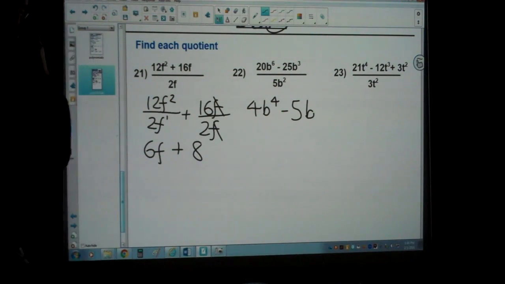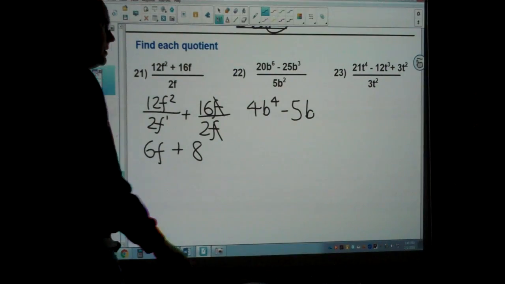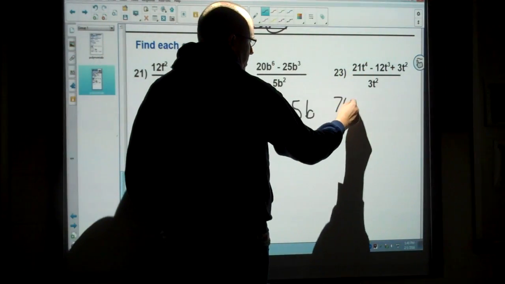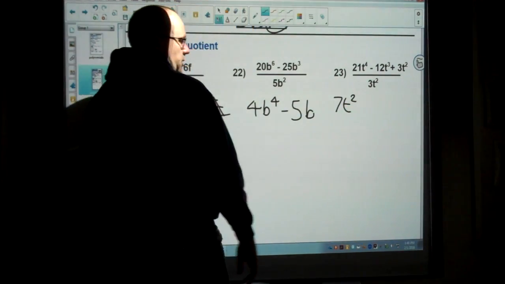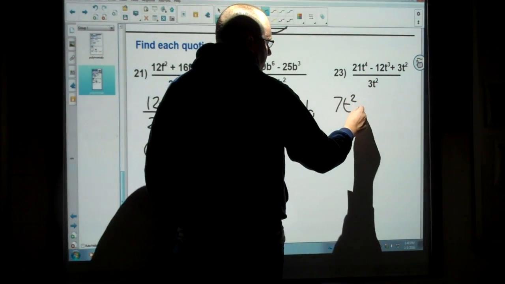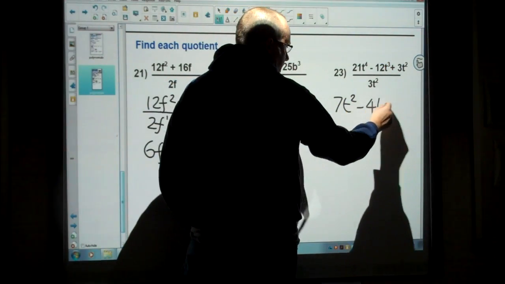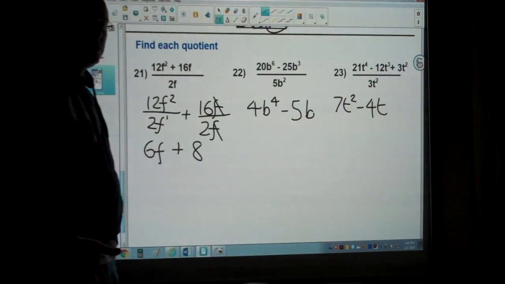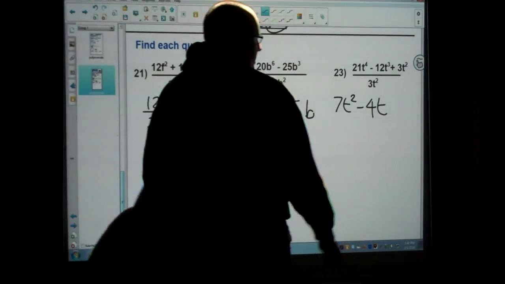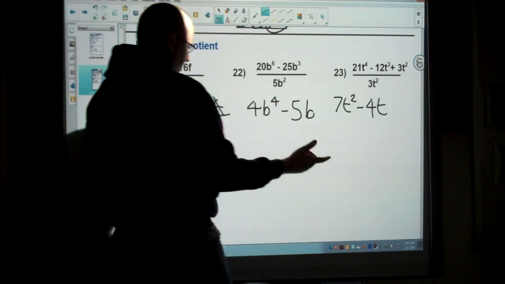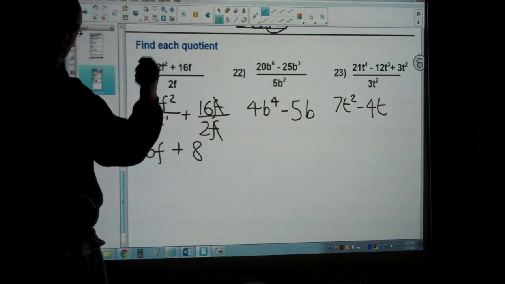The last question in the pretest just goes to show you it doesn't matter how many terms you have, you should still be able to repeat this process. So 21 divided by 3 is 7, subtract the exponents, 4 take away 2 is 2. Negative 12 divided by 3 is negative 4, subtract the exponents, 3 take away 2 is 1. So I'm not going to put t to the 1, I'm just going to put t again. And for our last one, notice we got exactly the same thing here. So I said earlier, when you have exactly the same thing, you can just cancel them out.